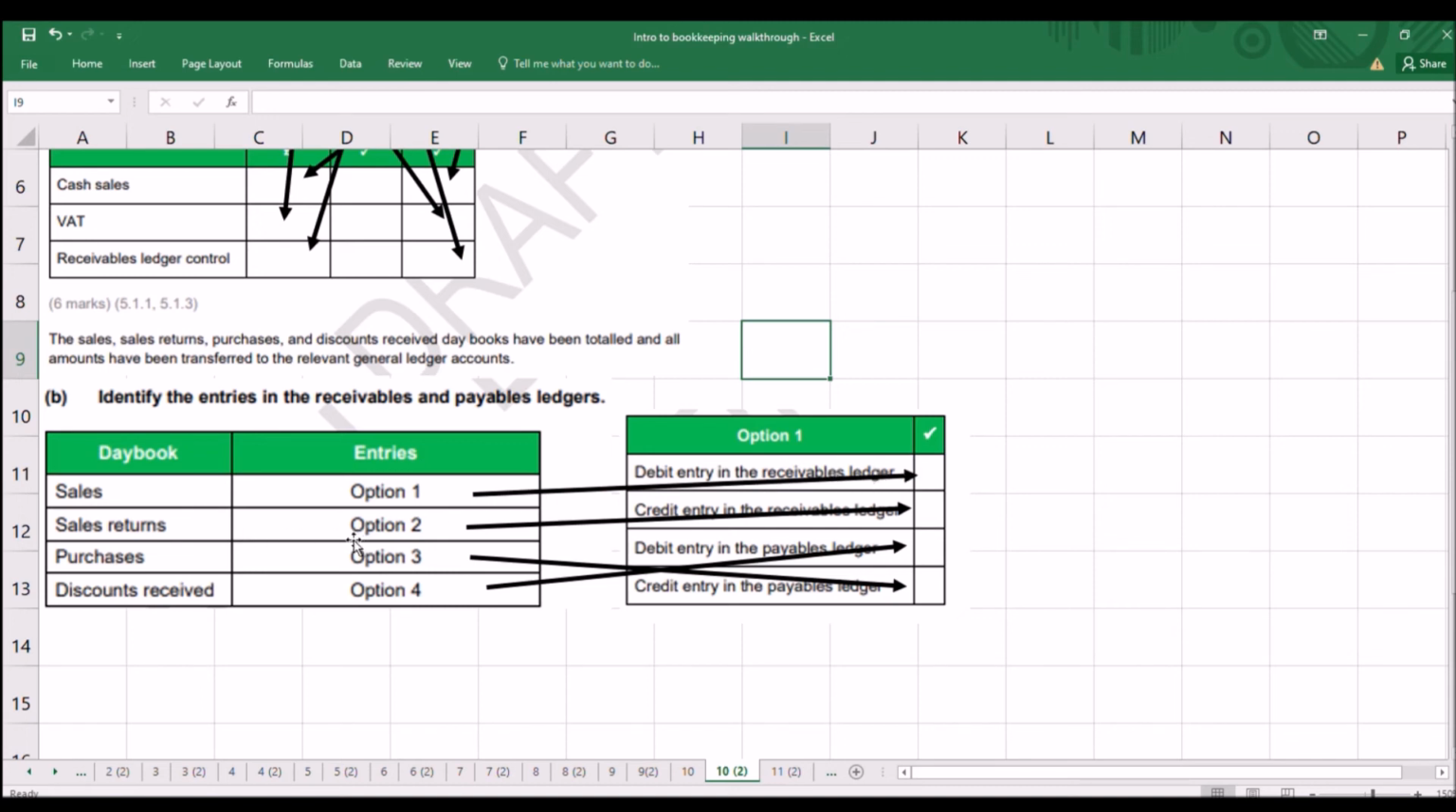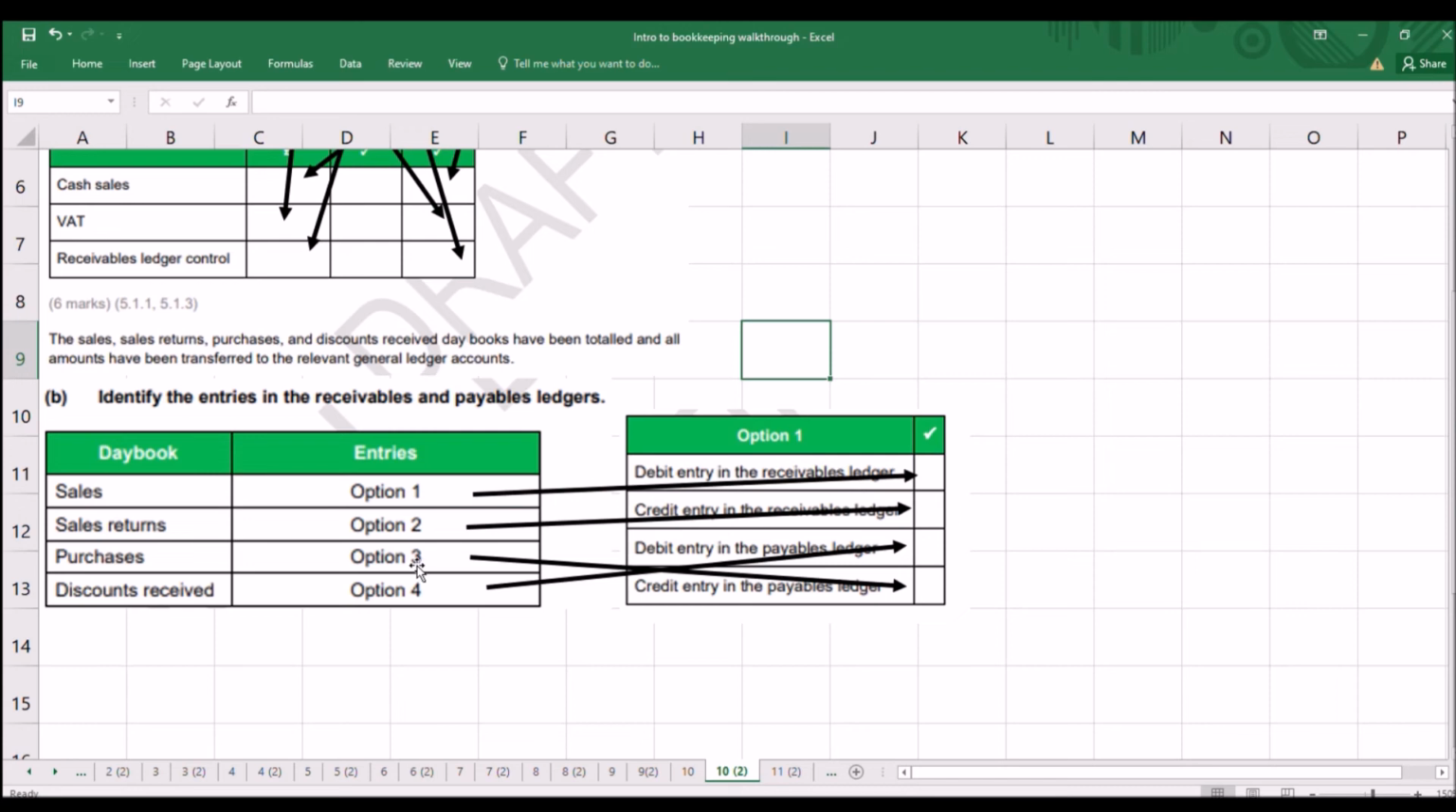Sales returns, so we're going to go debit sales returns, credit trade receivables control account in the general ledger. So that's going to be credit the entry in the receivables ledger. So we've got debit sales returns, credit sales ledger control account, or trade receivables control account in the general ledger, but then we've also got in the supplementary ledger credit this supplementary trade receivables ledger.